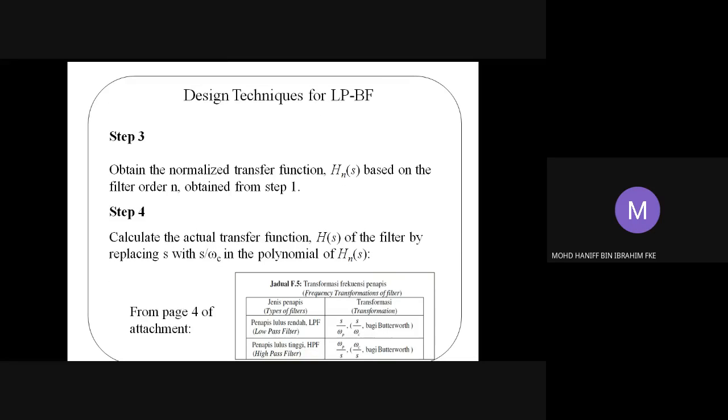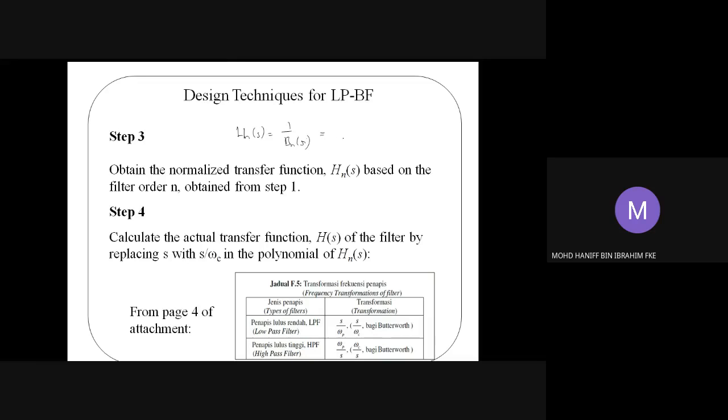So number 3 is to obtain the normalized transfer function. This is to be based on the use of the Butterworth polynomial, which we have calculated earlier, that H(s) shall be equal to 1 over B(s). The B(s), the Butterworth polynomial, will depend on the order of the filter, n.